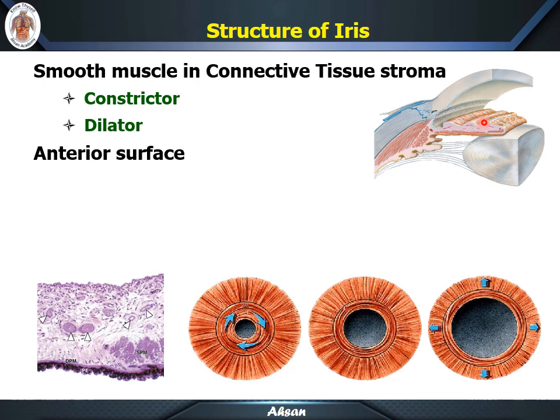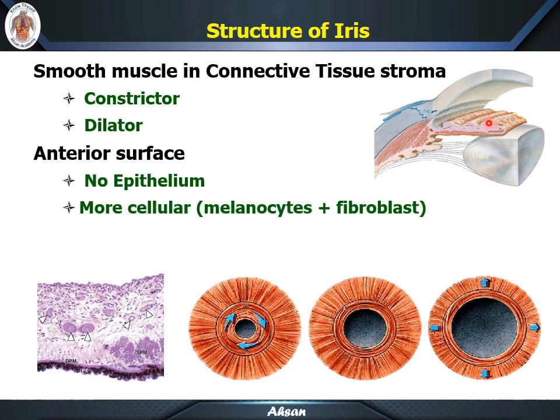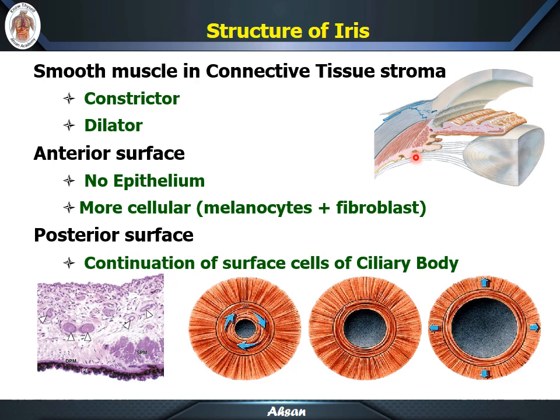You see, this is the iris, and on its anterior surface there is no epithelium. It contains pigmented cells, melanocytes, as well as connective tissue cells, fibroblasts. Its posterior surface is covered by cells that are continuous with the cells of the ciliary processes. These are the ciliary body, the ciliary processes there.